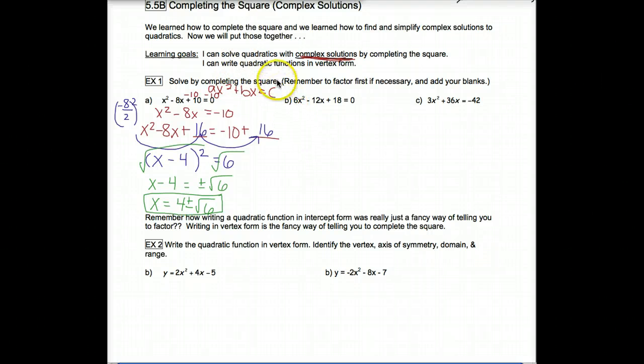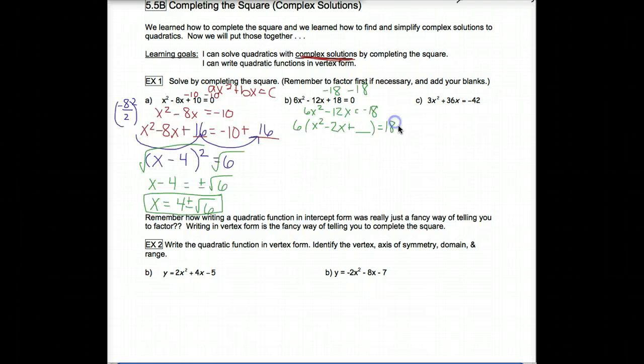All right, so let's look at B. Again, it needs to be in this ax squared plus bx equals c form, and this one is not, so I need to subtract the 18 on both sides first before I do anything else. So 6x squared minus 12x equals negative 18. So now, after I've got it in the right form, first step is to factor out the coefficient. So the coefficient is 6, so that's going to leave me x squared minus 2x. I'm going to go ahead and add my blanks now on both sides.